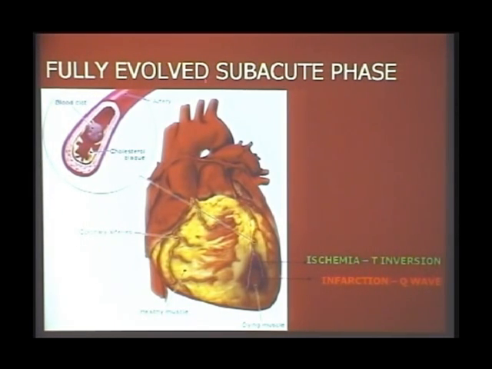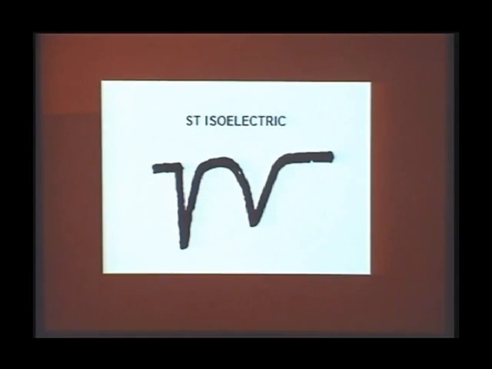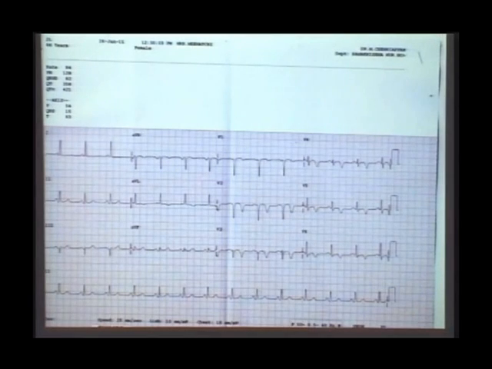So this is a fully evolved subacute phase where the injury is treated, and the patient is discharged with the infarction and Q wave. So the patient becomes Q wave, ST isoelectric, T wave inversion. So you can see this ECG here. The patient, V1 to V4. Now he has V1 to V4. There is a Q wave here, a pathological Q wave. There is no R wave there.